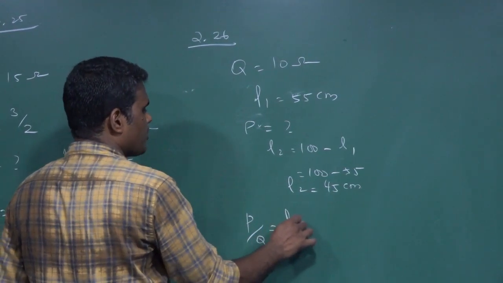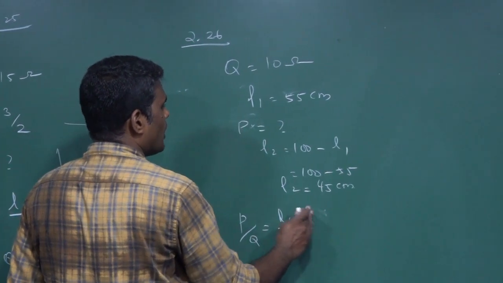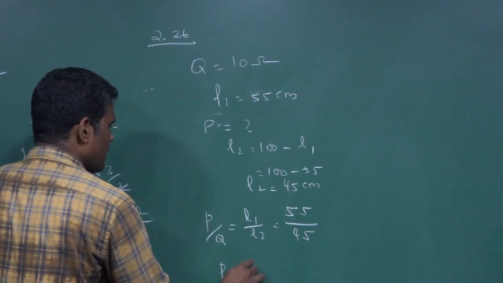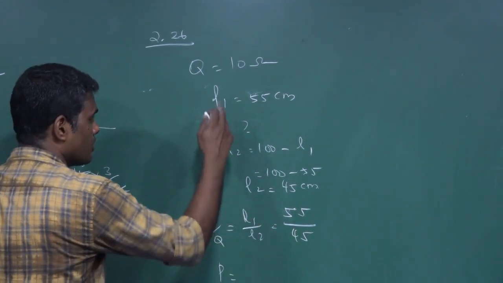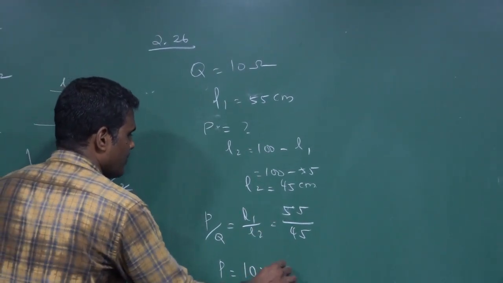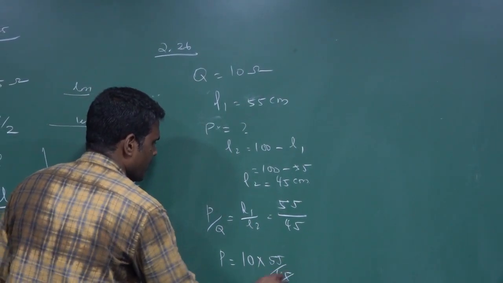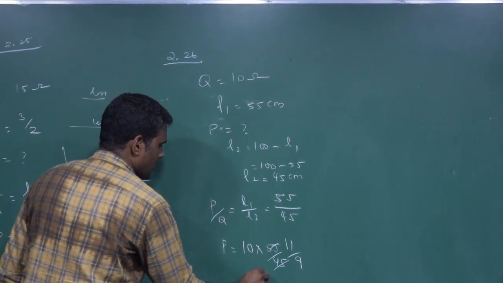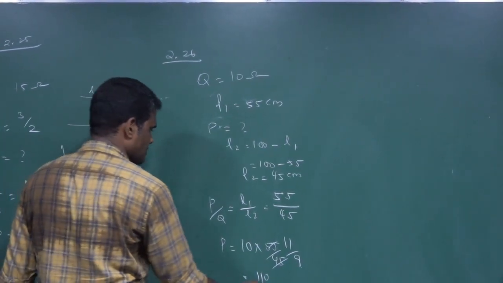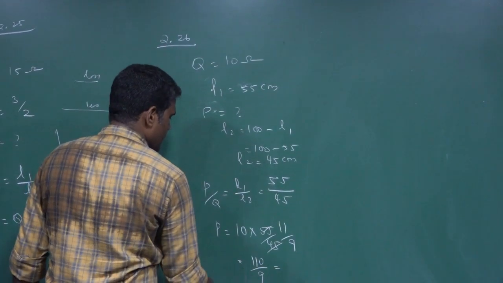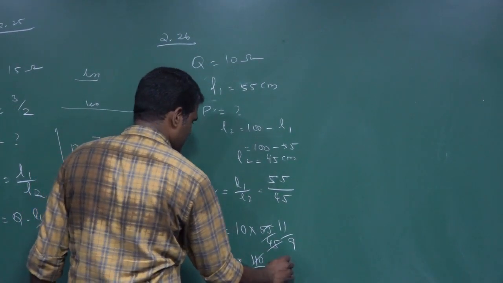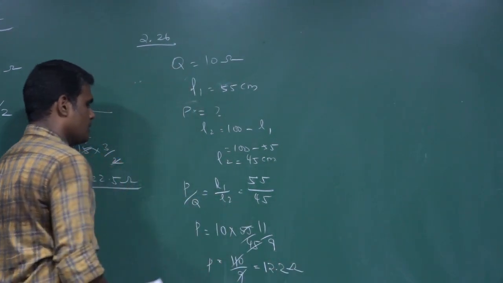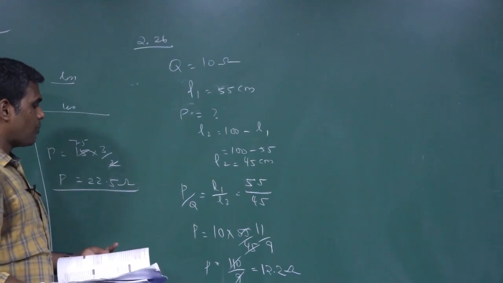We know P by Q equals L1 divided by L2. L1 is 55 centimeter, L2 is 45 centimeter. So P equals Q into L1 by L2. Q is 10 multiplied by 55 divided by 45. This is 11 divided by 9. 10 into 11, 110 divided by 9. So you will have 12.2 nearly. So the value of unknown resistance is 12.2 ohm.